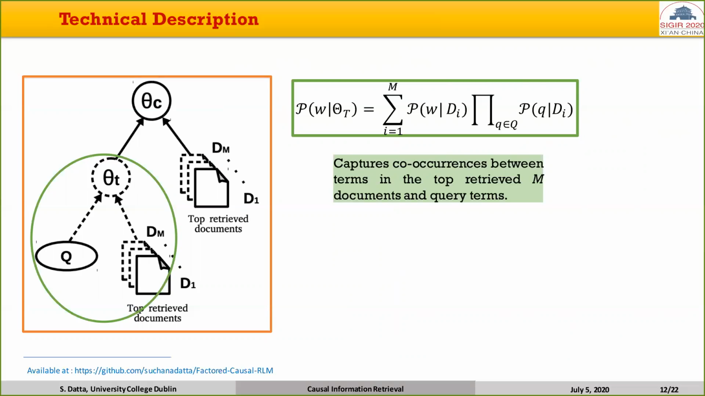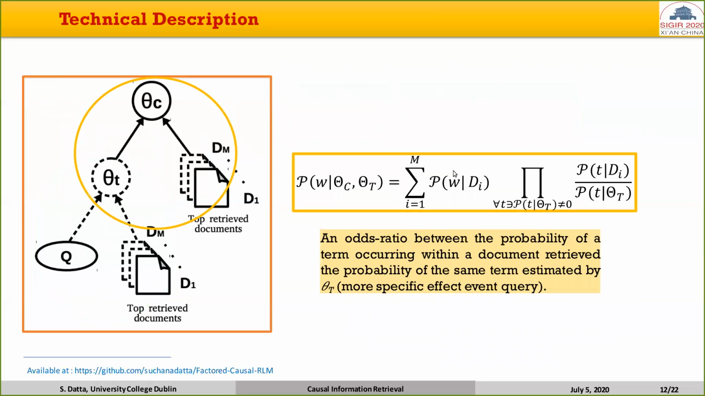So we estimate a standard topical relevance model theta T with the help of this expression. One thing we notice here is that all the weights calculated here are actually capturing the co-occurrences between terms in the top retrieved M documents and query terms. Next, we consider that these estimated terms in theta T have the ability of making the query more general.